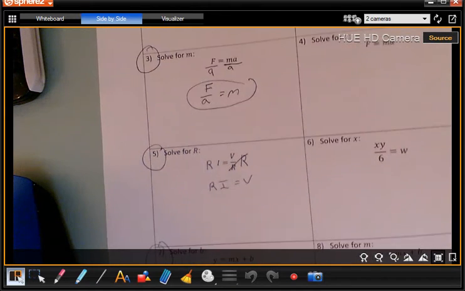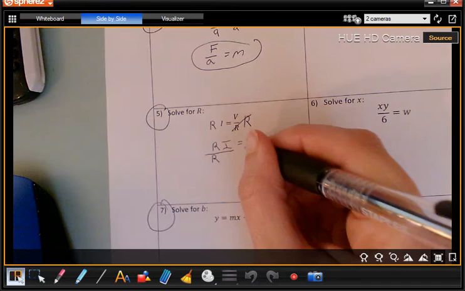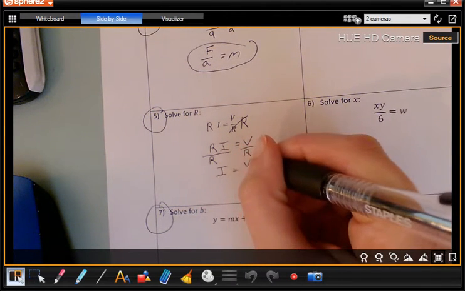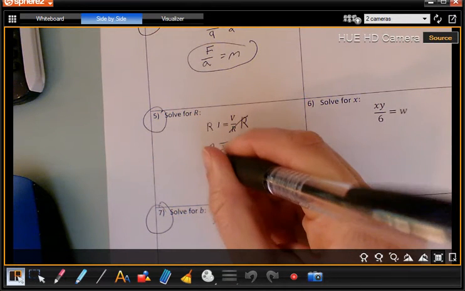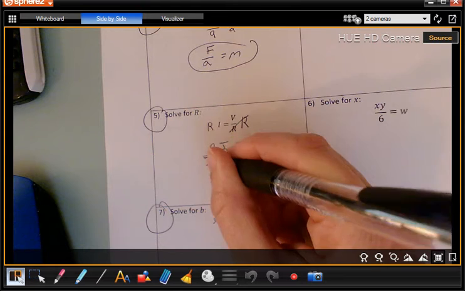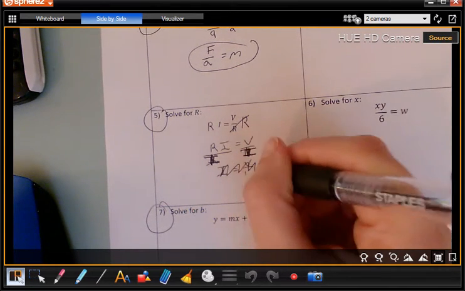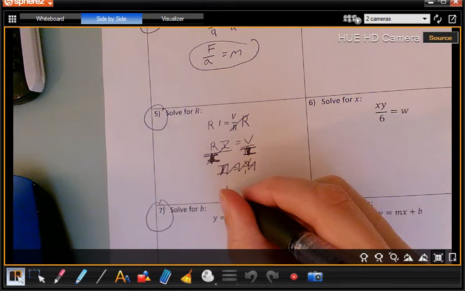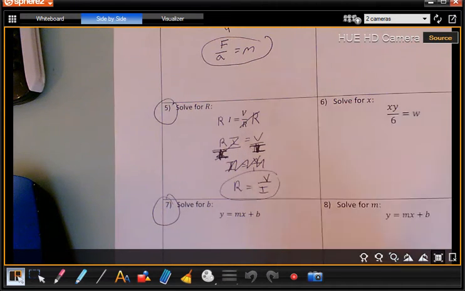But we want to get r by itself still. So I'm going to divide both sides by r. Oh, I'm sorry. We're going to divide both sides by i. See, I've got to pay attention to what I'm trying to solve for. So I divided both sides by i, and I get r equals v over i as my final answer.